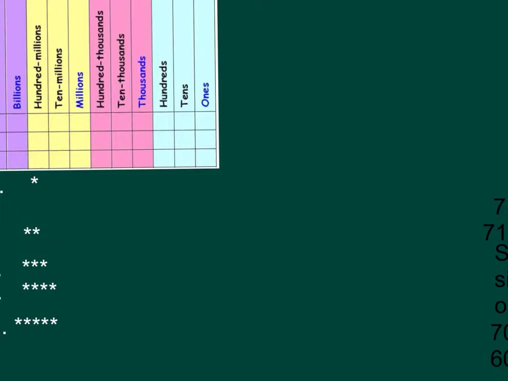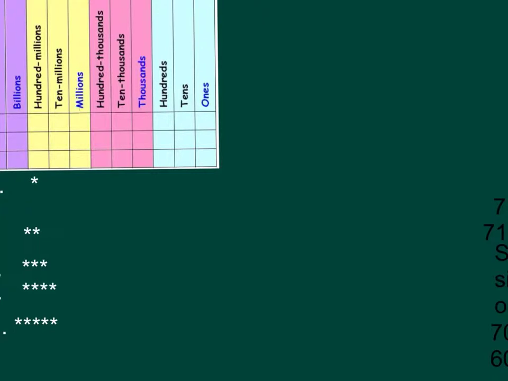Right, here's an introduction to place value. Actually, this is probably more like a review. If you'll notice, this is our place value chart. And you notice it's got a yellow section, a pink section, and a blue section. Each one of these sections houses a different place value family.